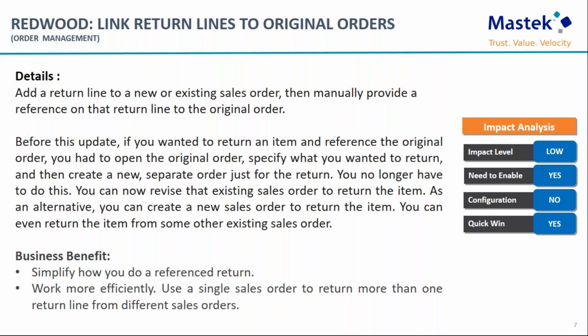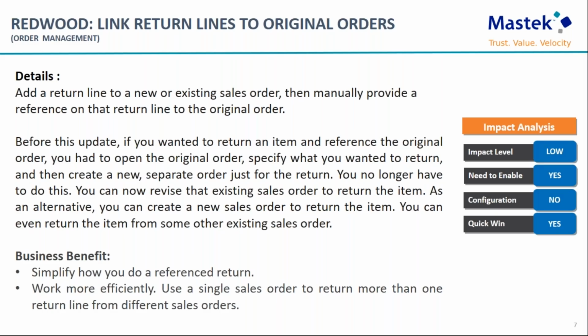Using this feature, we can add a return line to a new or existing sales order, then manually provide a reference on that line to the original order. Before this update, if we wanted to return an item and reference the original order, we had to open the original order, then specify what we wanted to return, and then create a new or separate order just for the return. We now no longer have to do this. We can now revise that existing sales order to return the item. As an alternative, we can create a new sales order also to return the item.